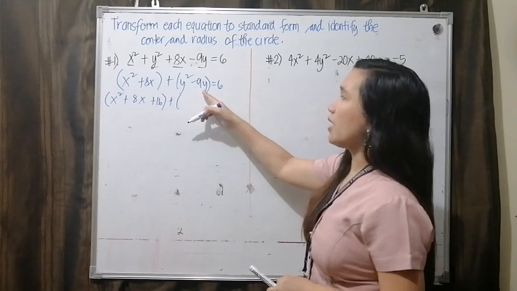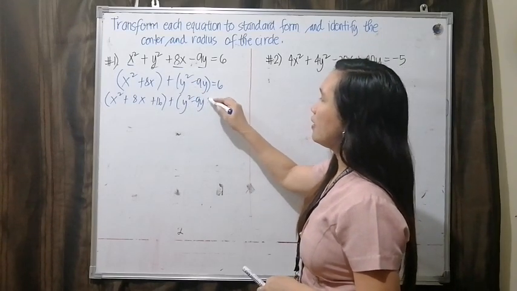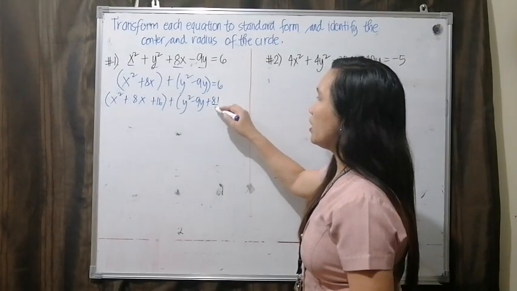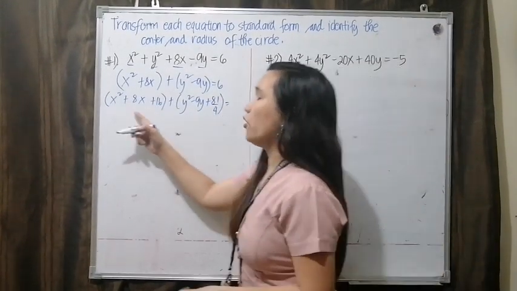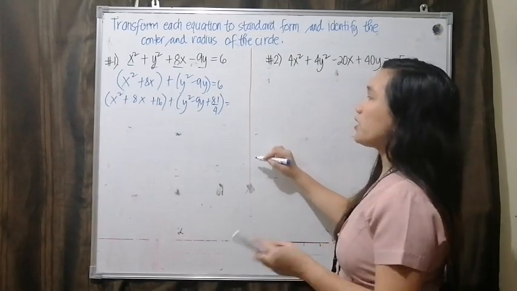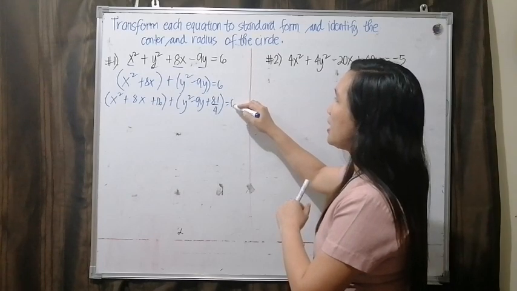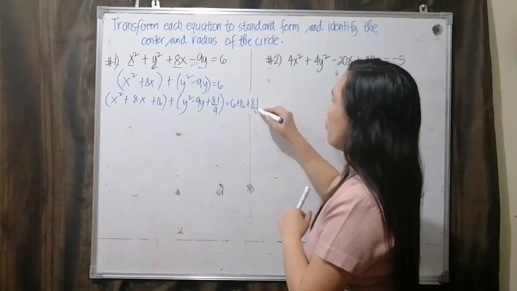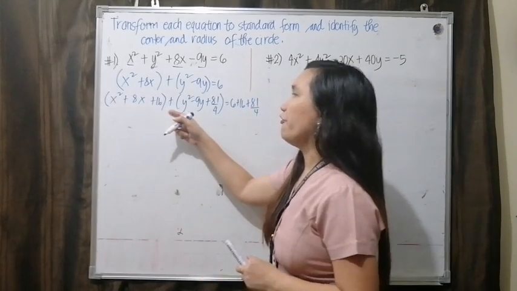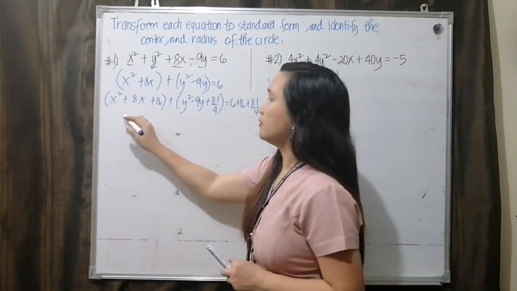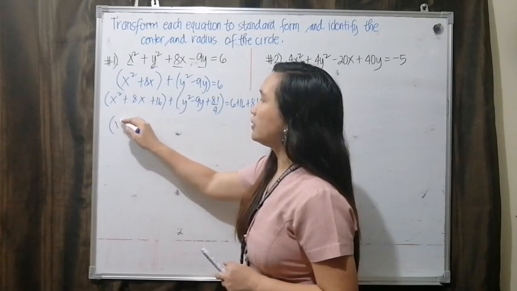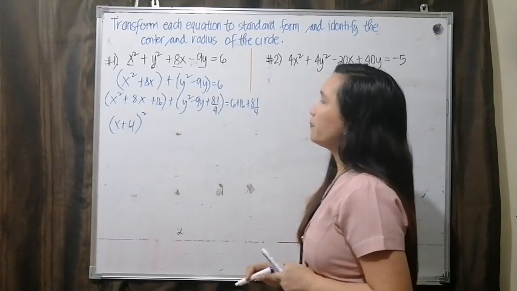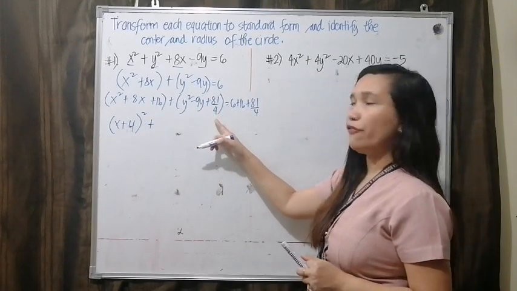Then for y^2 - 9y, what are we going to add in here? So that's negative 9 divided by 2, quantity squared, is 81 over 4. Then whatever you've added on the left-hand side of the equation, the same numbers must also be added to the other side of the equation. So you'll have 6 + 16 + 81/4. Okay, and then factor. What are the factors of this? The square root of x^2 is x. The square root of 16 is 4. Copy the sign of the middle term, plus, then square it. Also with y^2 - 9y + 81/4.